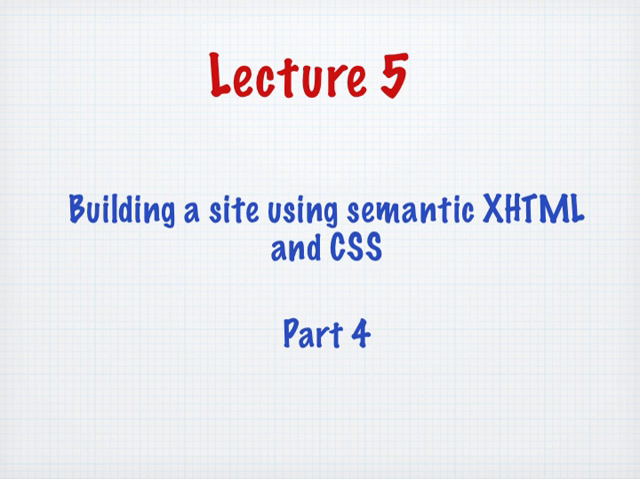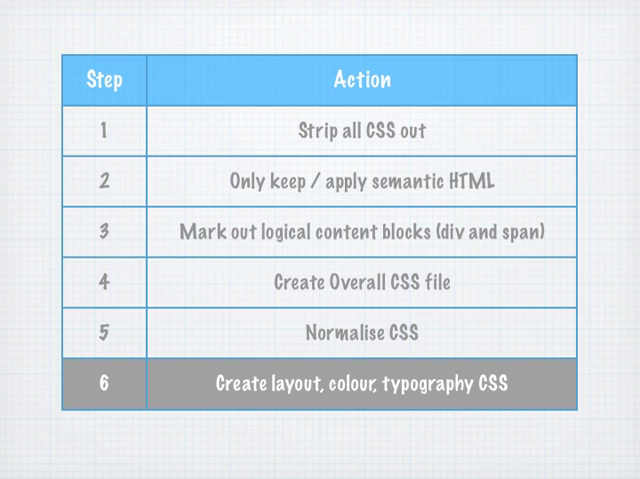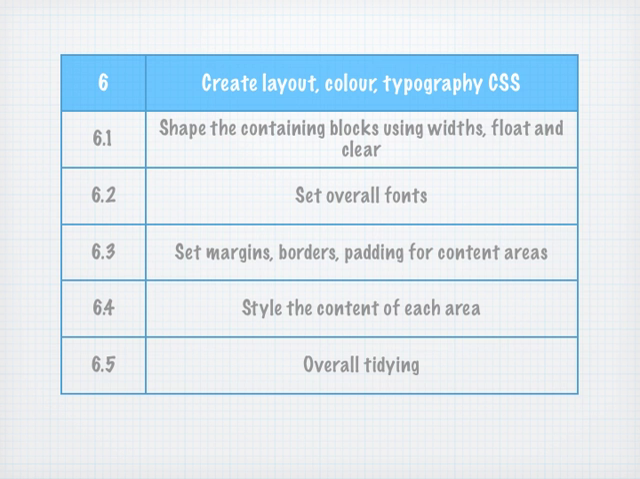Okay, this is part 4 of lecture 5. So we've worked our way through all of these different steps and we're at step 6, which is basically adding the cascading style sheet styles that are required to make the site look the way it used to. Now step 6 is quite a long process, so I've broken it down into sub-steps, and there they are.